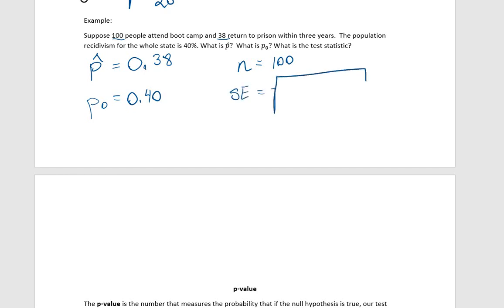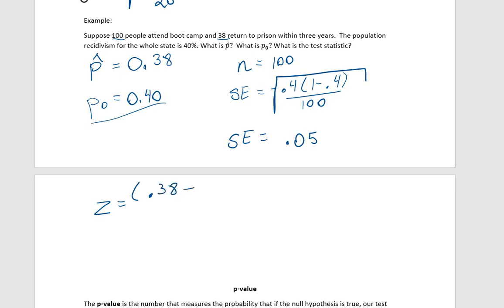So that is going to be, remember, we have to use p naught, so that's going to be 0.4 times 1 minus 0.4 divided by the number of trials we had, which was 100. Standard error of 0.05. Now, when we find the test statistic, which is z, we are going to have 0.38 minus 0.4 divided by 0.05, and our z-test statistic is going to be negative 0.4.